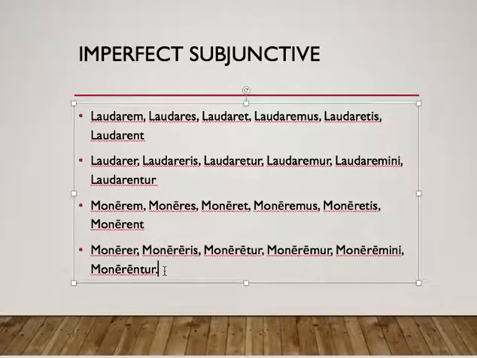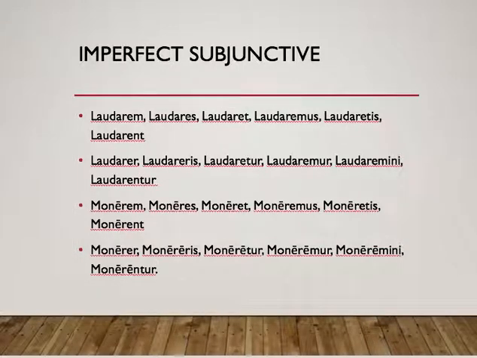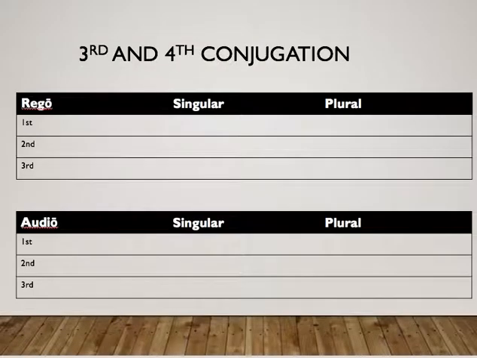Okay? So looking at these forms, notice that in the passive, rather than adding -m, -s, -t, -mus, -tis, -nt, we're just adding -r, -ris, -tur, -mur, -mini, -ntur. Okay, so keeping all that in mind, try and form the imperfect subjunctive for rego and audio. Let's do both of them in the active for right now. Okay, so I was ruling in the subjunctive, or I was hearing in the subjunctive. Pause the video, and I'll go over it.